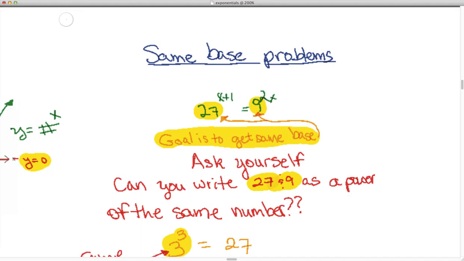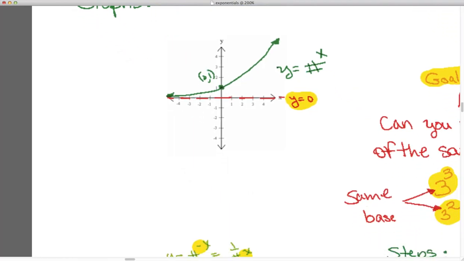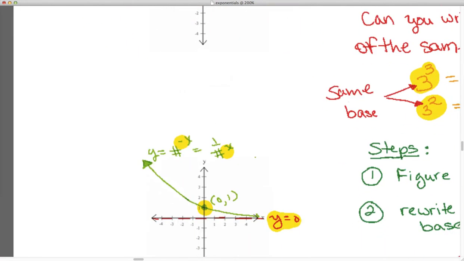So I hope I've clarified some of the foundational concepts of exponential functions. Please check out the example videos and practice, practice, practice.